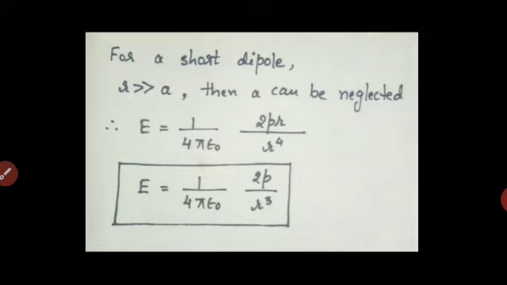For a short dipole, where r is very much greater than a, we neglect a and our equation gets reduced to E equals 1 upon 4 pi epsilon naught 2pr upon r raised to the power 4. Cancelling the r, we have E equals 1 upon 4 pi epsilon naught 2p by r cube. This is the equation of magnitude of electric field at an axial point due to a dipole.